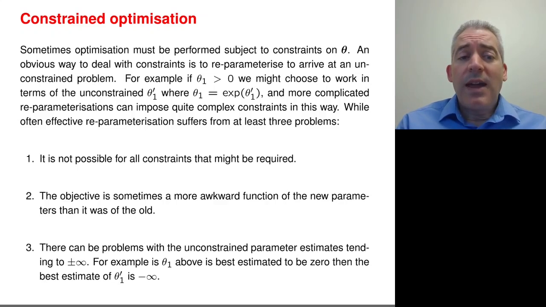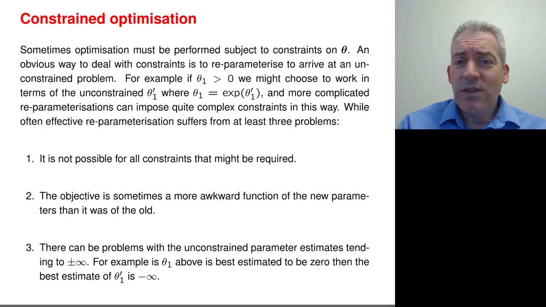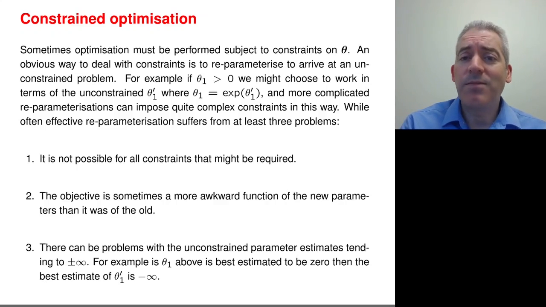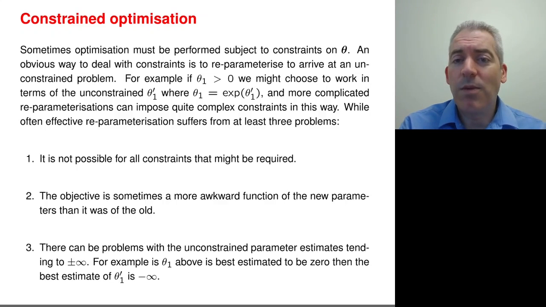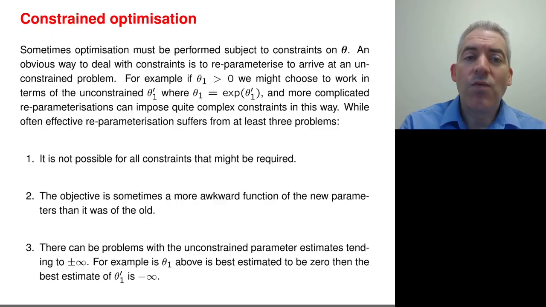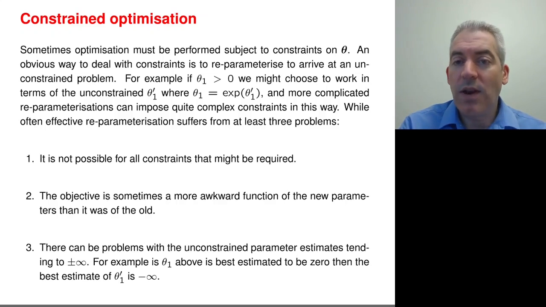It can also be the case that when you do this reparameterization, you're changing the surface, right? You're changing the surface that you're trying to optimize, and it could be that the original surface you had was better behaved than the reparameterized surface, and so you actually make the optimization problem more difficult by reparameterizing it to get rid of constraints. Okay? And so that can be an issue.